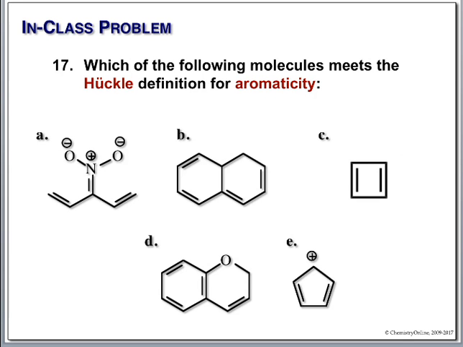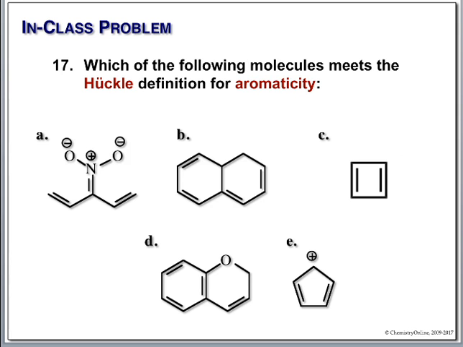Aromaticity. What do you want to remember about aromaticity? Simply that Huckel has a magic number, doesn't he? That magic number is 4n plus 2. He also has a set of rules. And the rules say that in order for something to be aromatic, it must have a continuous pi system with 4n plus 2 electrons. It must be cyclic, and it must be planar.